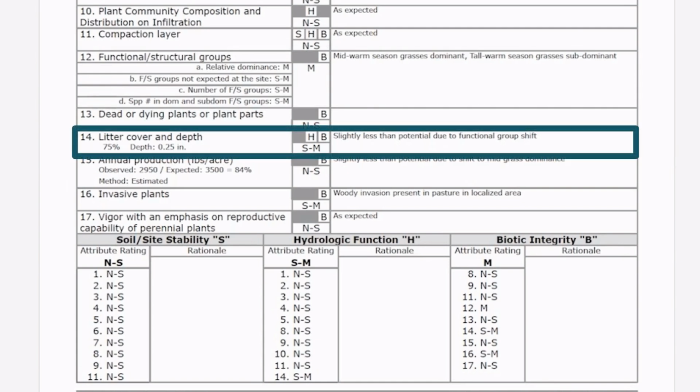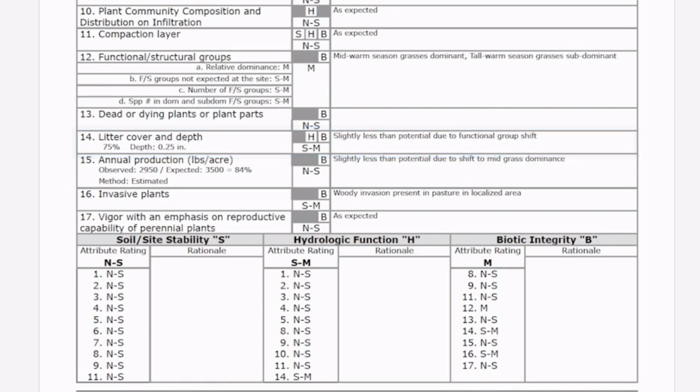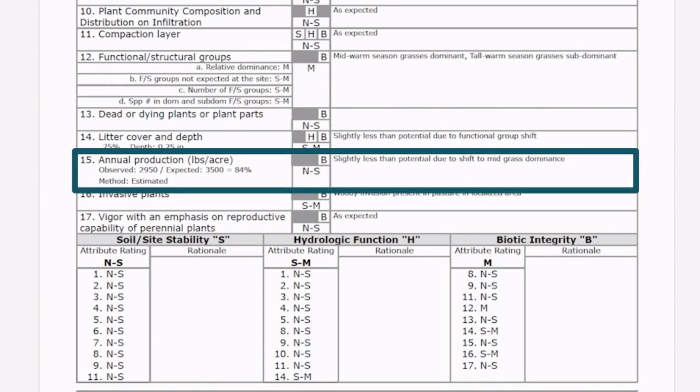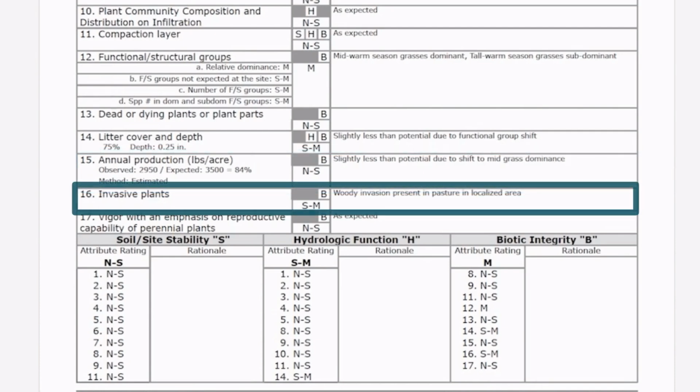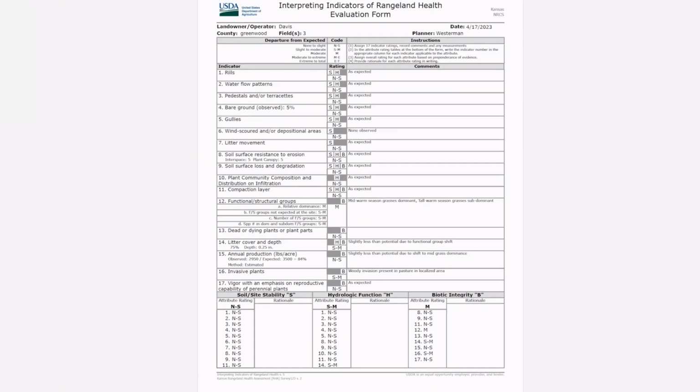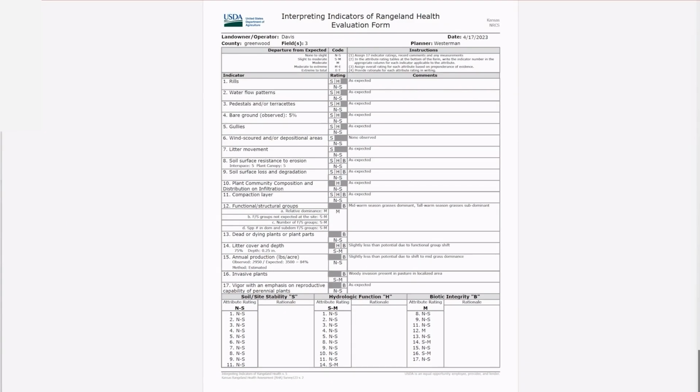There is litter cover and depth, which is slightly less than potential due to functional group shift. The annual production is slightly less than potential due to shift to midgrass dominance. The invasive plants common section says, woody invasion is present in the planting land unit in localized area. The interpreting indicators of rangeland health evaluation form that Luke used is used for all states.